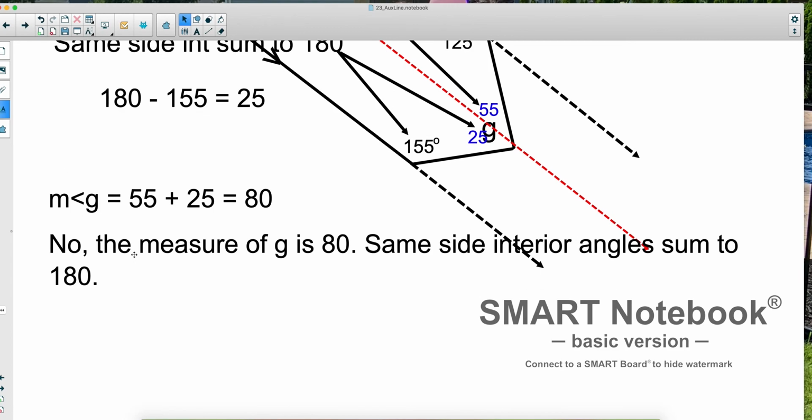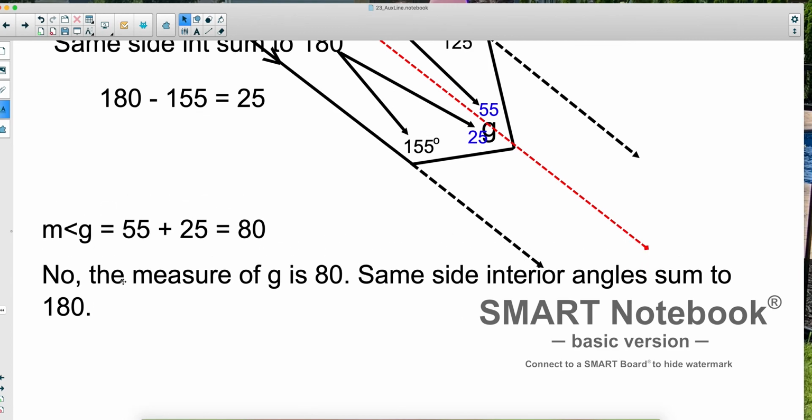Okay. So that finishes up auxiliary lines. Remember, you can use an auxiliary line to extend a line, draw in a line. You want to work to always cover up extra information, possibly turn your paper, all things like that.